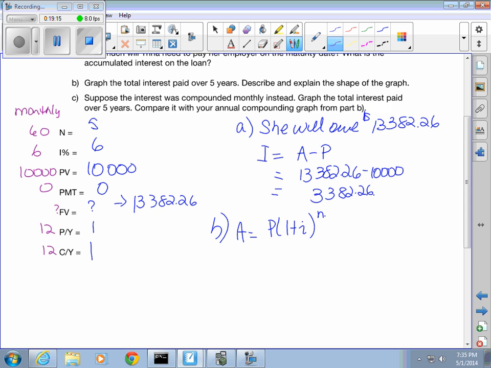So when you put that into the calculator, you find that your future value is negative, I can't read my own writing here, I think it's $13,488.50. So then it says graph the total interest paid over the 5 years, if you did it monthly, and if you did it yearly.